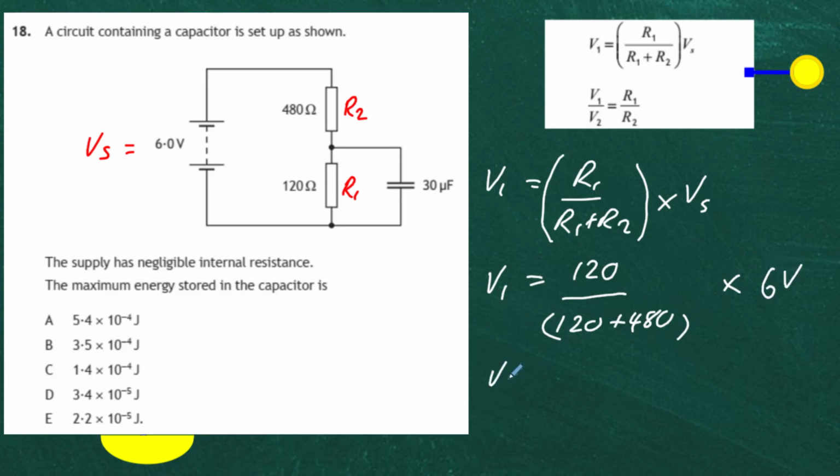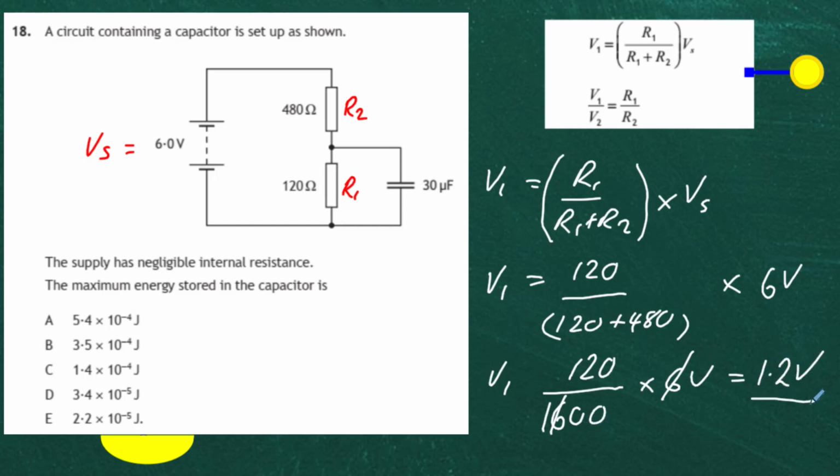So all we have to do now is rearrange that fraction. It's going to be 120 all divided by 600, multiplied by 6 volts. You can see quite clearly we've got a 600 and a 6 here. We can cancel the 6 out there to leave us with 100. So 120 divided by 100 is going to give us 1.2. So now we know that the potential difference across that 120 ohm resistor, which will be the potential difference across the 30 microfarad capacitor, is 1.2 volts.